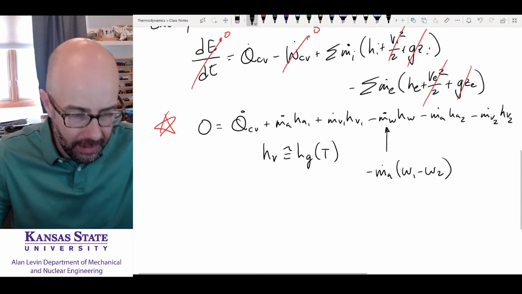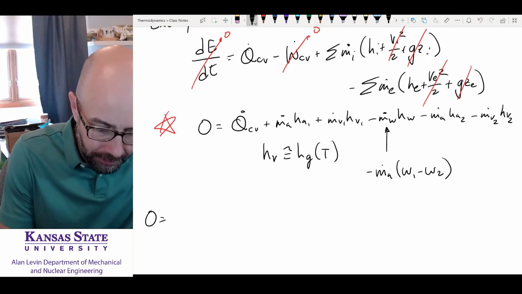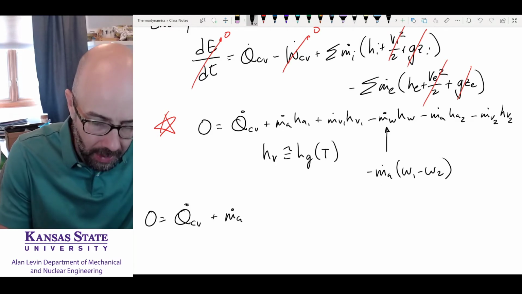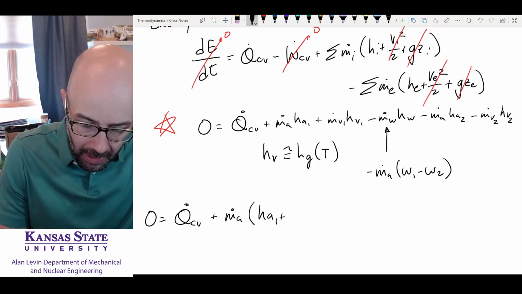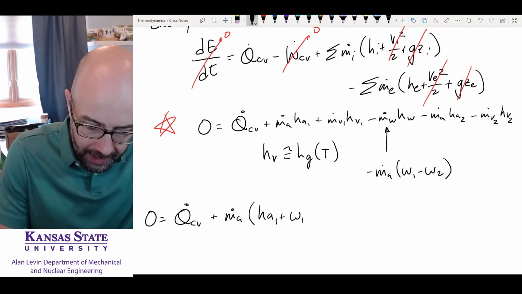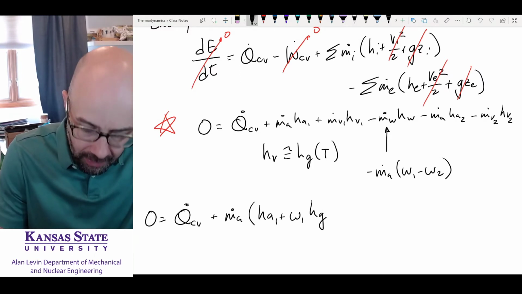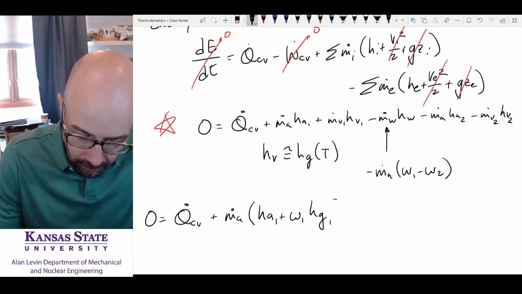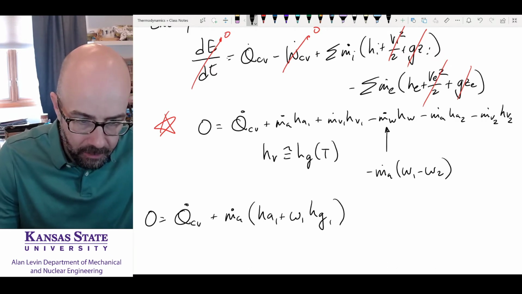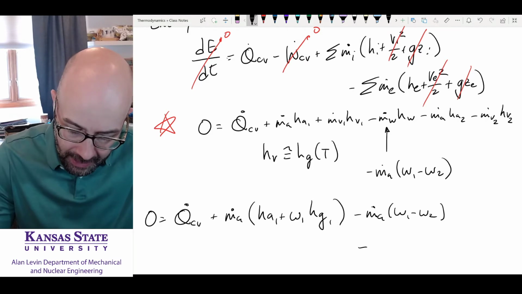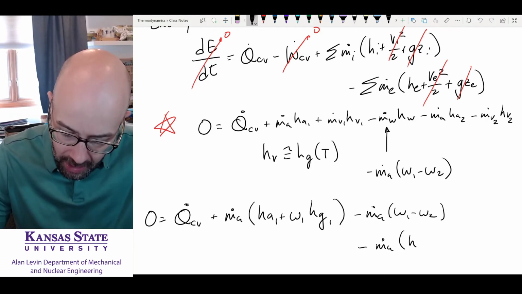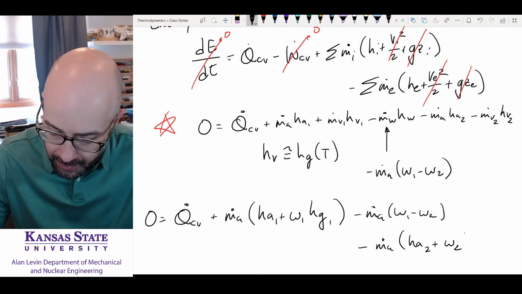And what would we get? We would get 0 is equal to Q dot of my control volume, plus mass flow rate of my air times enthalpy of my air at 1 plus omega 1 times the enthalpy of a saturated vapor at 1. We would have this, minus the mass flow rate of my air times omega 1 minus omega 2. And then we'd have minus the mass flow rate of my air times HA2 plus omega 2 times HV2.